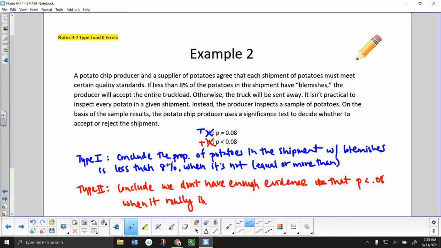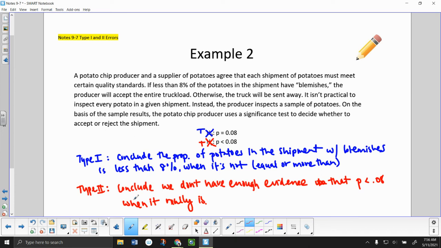Okay, so in each case, for type 1, if we're concluding that the proportion of the potatoes in the shipment with blemishes is less than 8%, and we accept the shipment, right, we made an error. We're going to realize after we look at all the potatoes that there's actually more blemishes. So then we might have to throw the whole lot out. You end up wasting time trying to produce the potato chips.